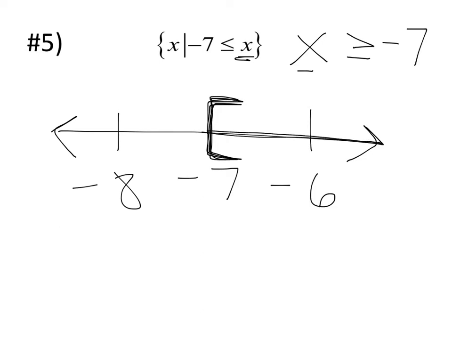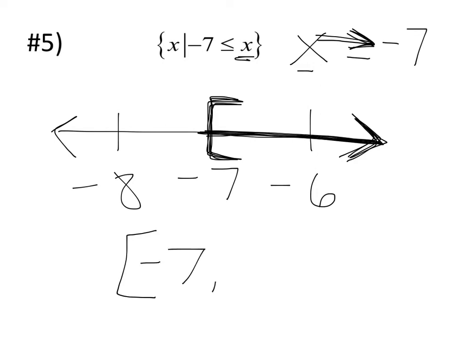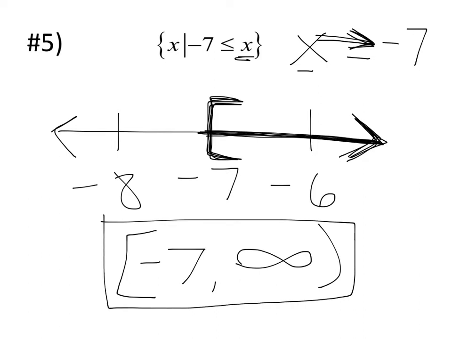And anytime you put your variable first, you're always going to shade the way the arrow is pointing. So in this case, if I were to make this an arrow, I would shade the way the arrow is pointing, so that is to the right. Remember, if it's a bracket in your graph, it's going to be a bracket in your interval notation. Because it goes on forever, it goes on to infinity. So I have -7 to infinity.